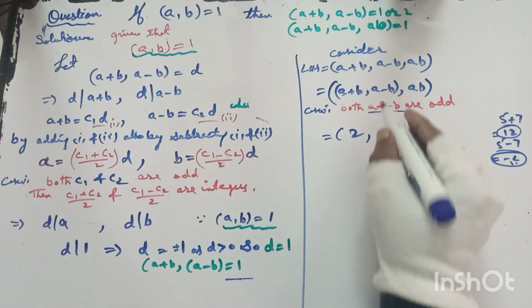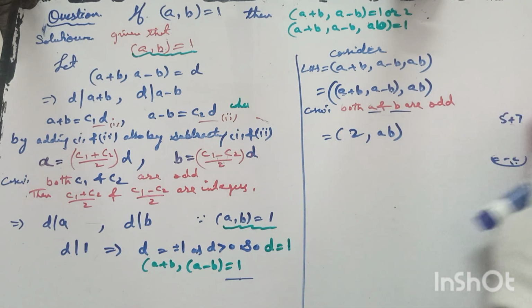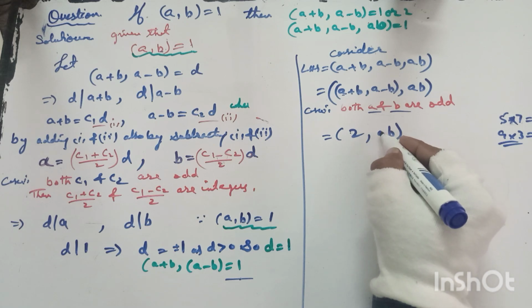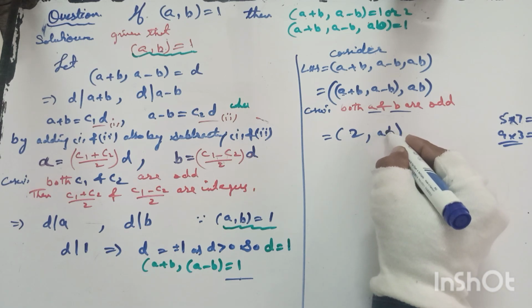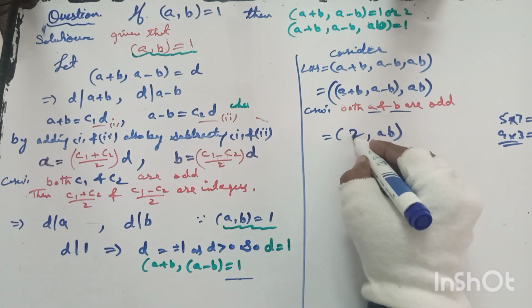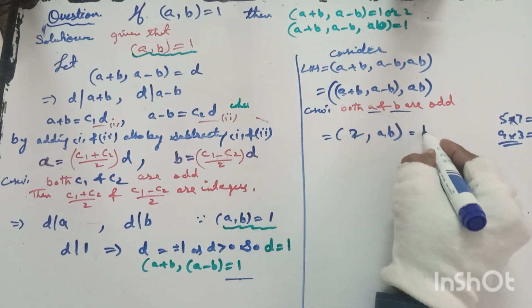And when both are odd, then their product must be odd. If I multiply 3 times 5, or 9 times 3, the product of two odd numbers must be odd. So this is odd. If A is odd and B is also odd, then their product must be odd. Then the greatest common divisor of one even and one odd number must be 1.